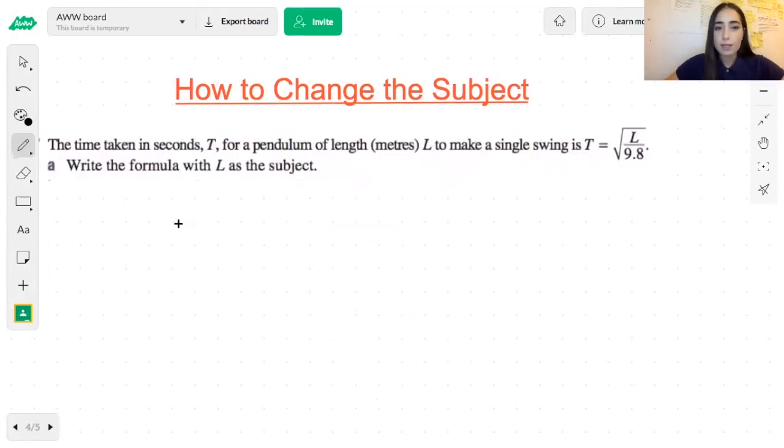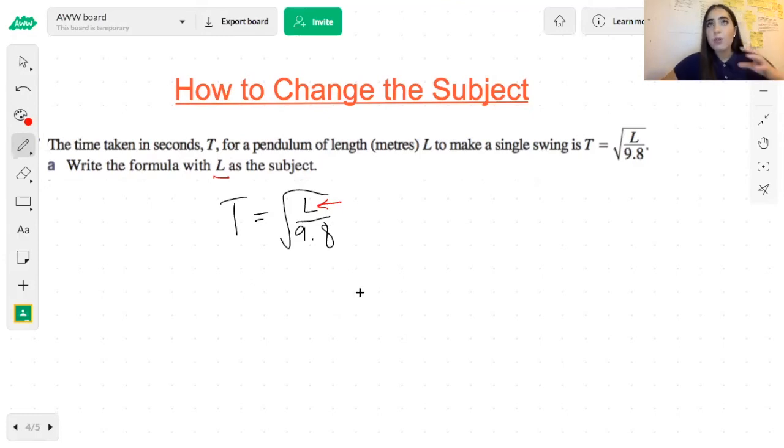All right, let's look at this next equation over here. So we have t equals the square root of L over 9.8. Now, in this case, we need to make L the subject. So this is our variable over here. It's underneath the square root, and so you can almost think of it as being bound by the square root. It's kind of being locked in this place because of the square root.